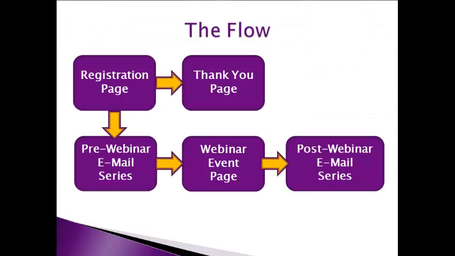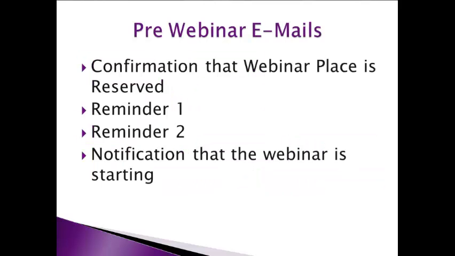Okay, so what we're also going to do now is think about the pre-webinar email series. So whether you're using Infusionsoft or Aweber or MailChimp, you just want to set up a series of webinar emails that are going to go out reminding people about your webinar. So what emails are you going to need? Well, first of all, you want an initial email that is going to be sent out immediately that they click on the register button to give them confirmation that their webinar place is reserved. So that needs to go immediately.